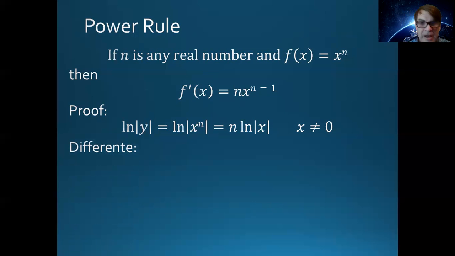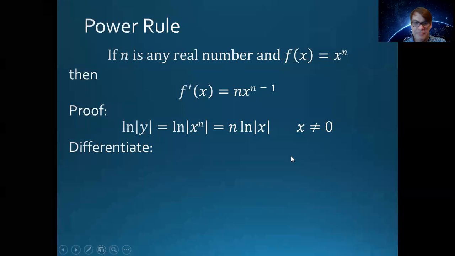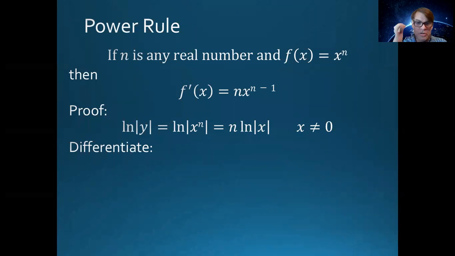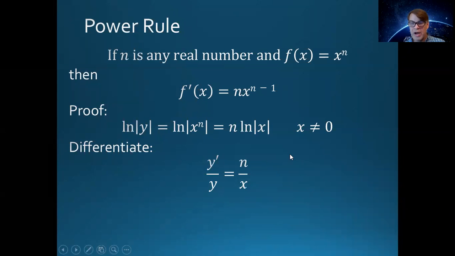Okay, so now let's differentiate. So we're going to use implicit differentiation. We're going to take the derivative of this and the derivative of that. Which means the derivative of the natural logarithm of y, we know from a previous video, is the derivative of y over y, because that's 1 over y times the derivative of whatever y is. And then the derivative of this is going to be n, the n stays put, and then the derivative of the natural logarithm is 1 over x. Okay, so there we have it. We have y prime over y equals n over x.